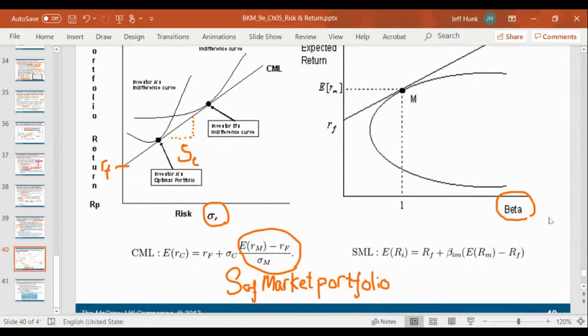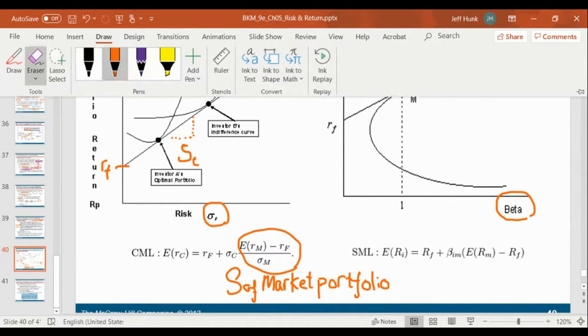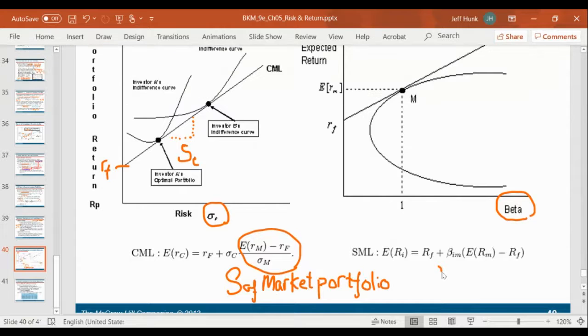And the horizontal axis in the security market line is beta, not sigma, right? And of course, the security market line equation is basically the CAPM equation. So that's the difference between the capital allocation line, the capital market line, and the security market line.